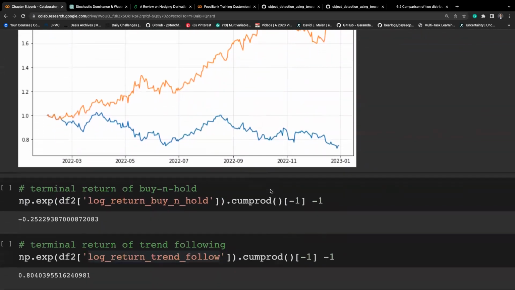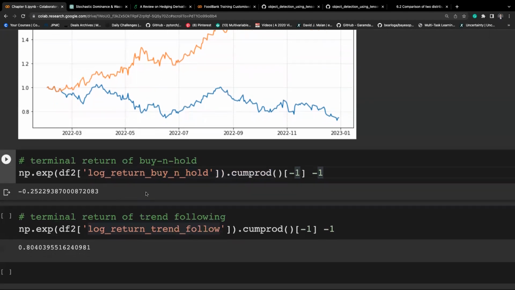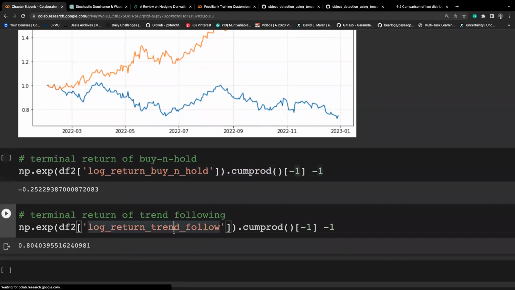All right, so let's compare lastly the terminal return of both strategies. So here for the buy and hold, again, we first convert it to the normal 1+R, take the cumulative product and take the last value, and then convert it back to the simple returns. So this is the same for the trend following strategy. We see that again, the trend following is much better than the buy and hold strategy.